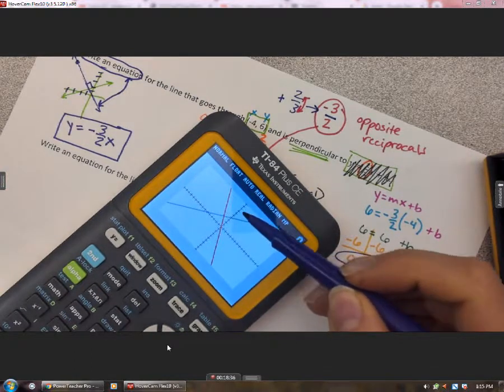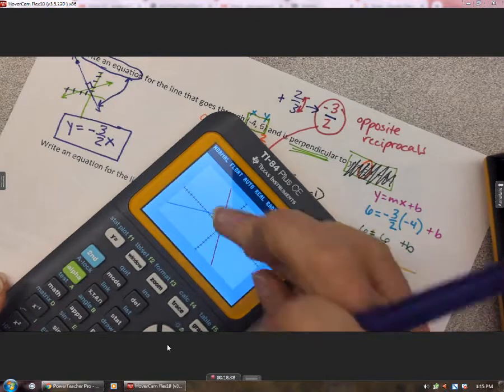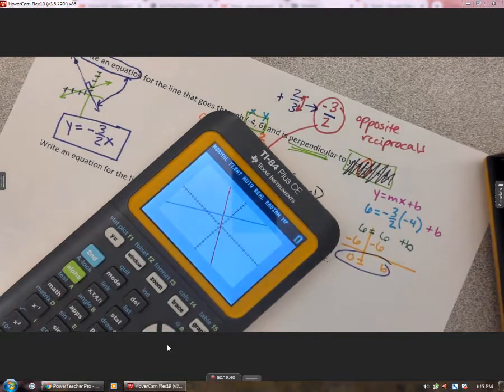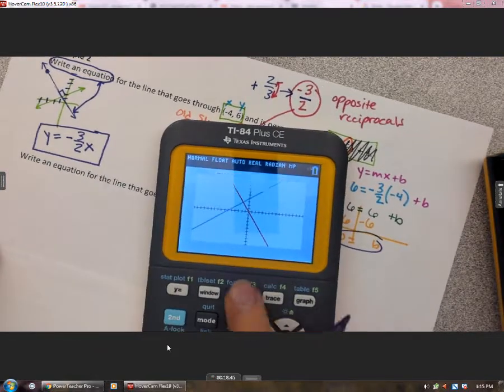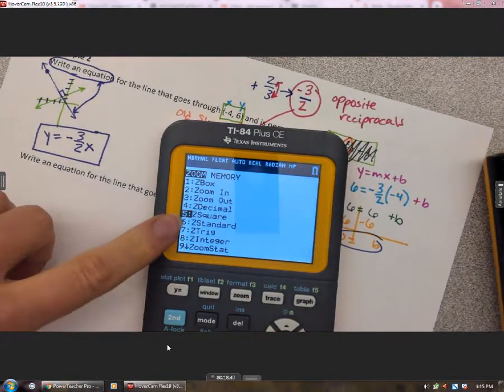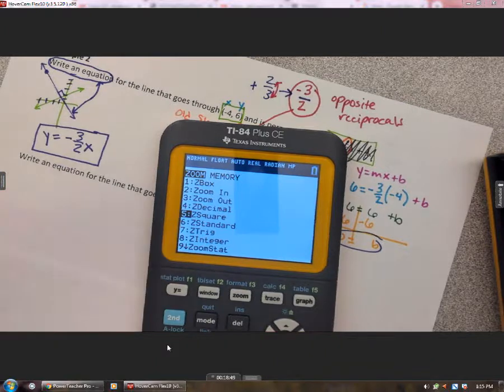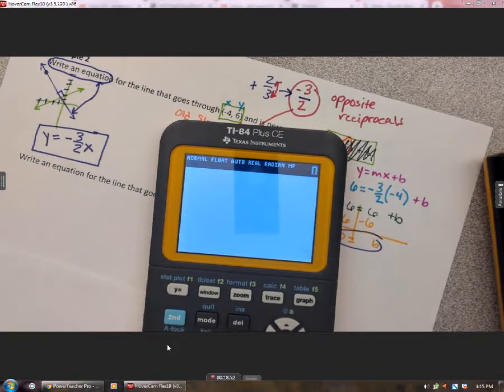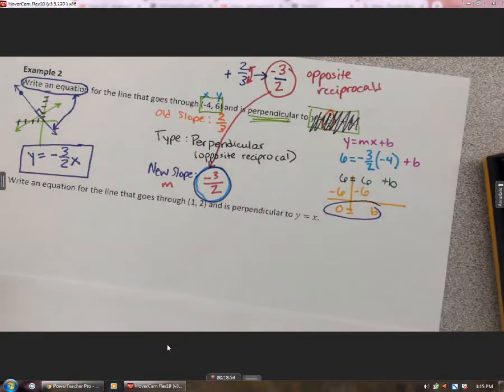No one's drawing on my calculators. Okay, it looks pretty close. I mean, wow, that's impressive. That's some cool math right there. But you have to go to Zoom Square to make it work, Zoom number 5. Okay, we're not going to do that every time. I just wanted to show it to you and hopefully get some brain connections going.